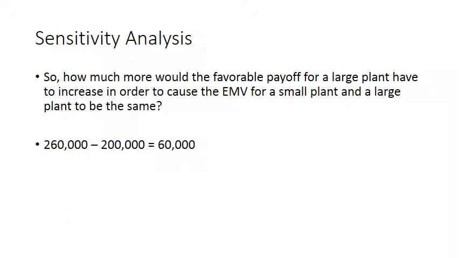So how much more would the favorable payoff of a large plant have to be in order to increase our likelihood of choosing the large plant? Well, basically, we would need to increase the payoff for building a large plant in a favorable market by 60,000. If we cannot expect this to be a feasible payoff, then we should still select the small plant.